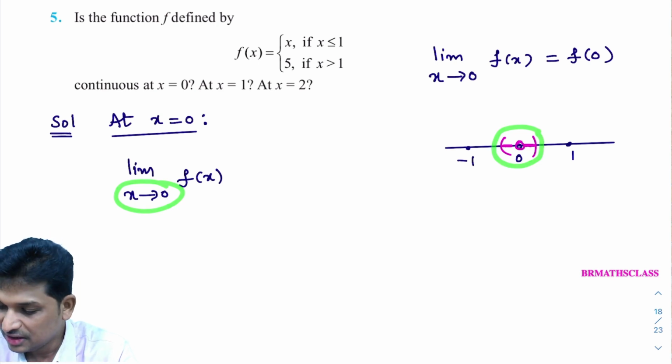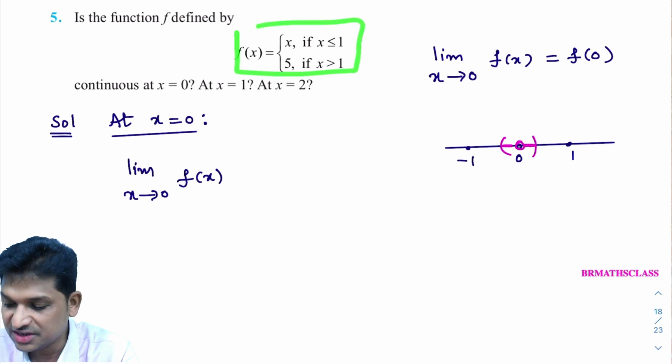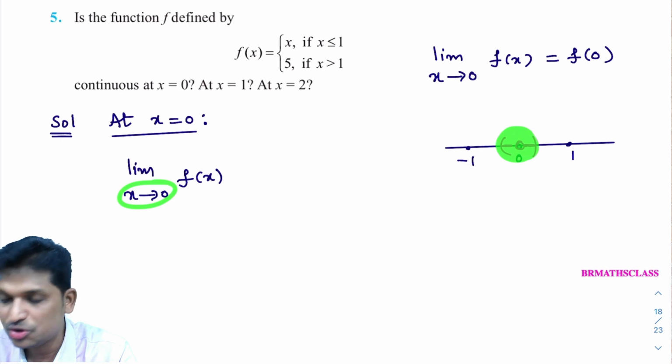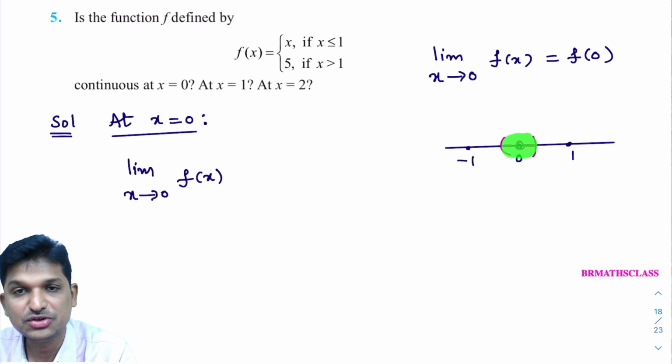Okay. So here, the function, you observe how the function is given. The function is defined in two ways: when x is less than 1 and when x is greater than 1. Here you observe all these values. When x approaches 0, all x values will be in the neighborhood of 0 except 0. Now the point is, are all these values less than 1 or not? X approaches 0 means x values are here. Are all these x values less than 1 or not?